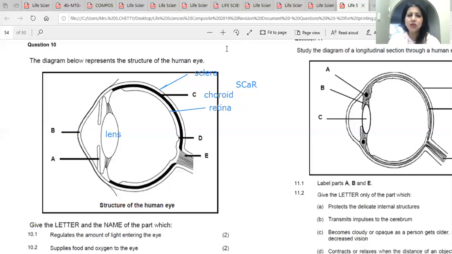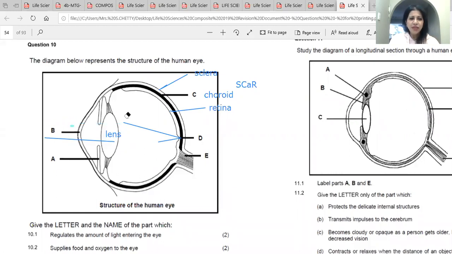So the light rays will come in through there and bend. Let me try drawing it. If we try drawing, the light rays will come in through here and we'll have to bend somewhere, like this. I'm just doing it like that to show you the bending part of it. It'll have to bend to meet onto that yellow spot. Okay, so very important.